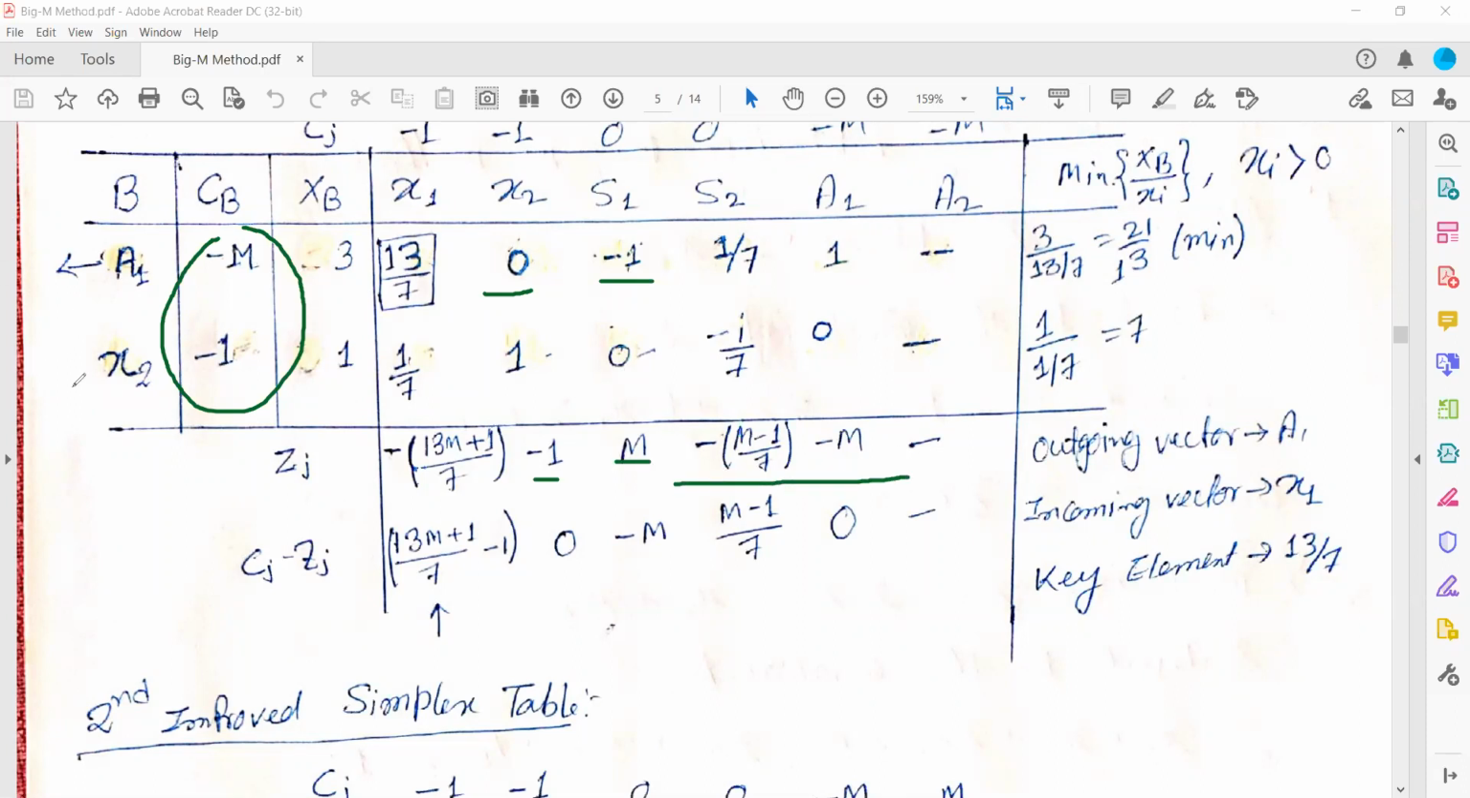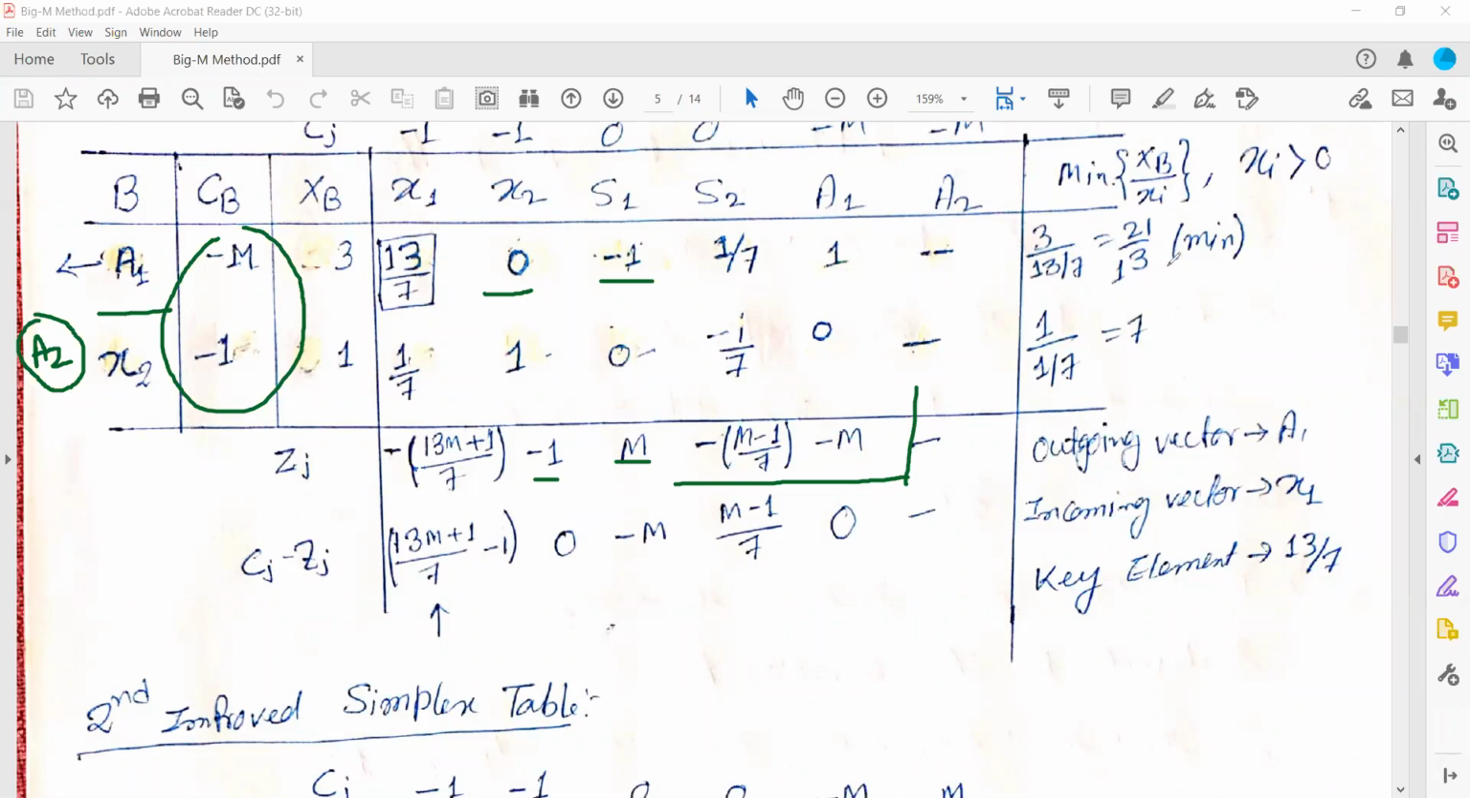Now see here. In the previous simplex table, what variable was there? The variable a2, and a2 is what? Your a2 is an artificial variable. So once an artificial variable is out from the basic variable, then in the column of that artificial variable nothing will be written. So see, I have not written anything under the a2 column, but I have written under the a1 column because a1 is still there. Okay.